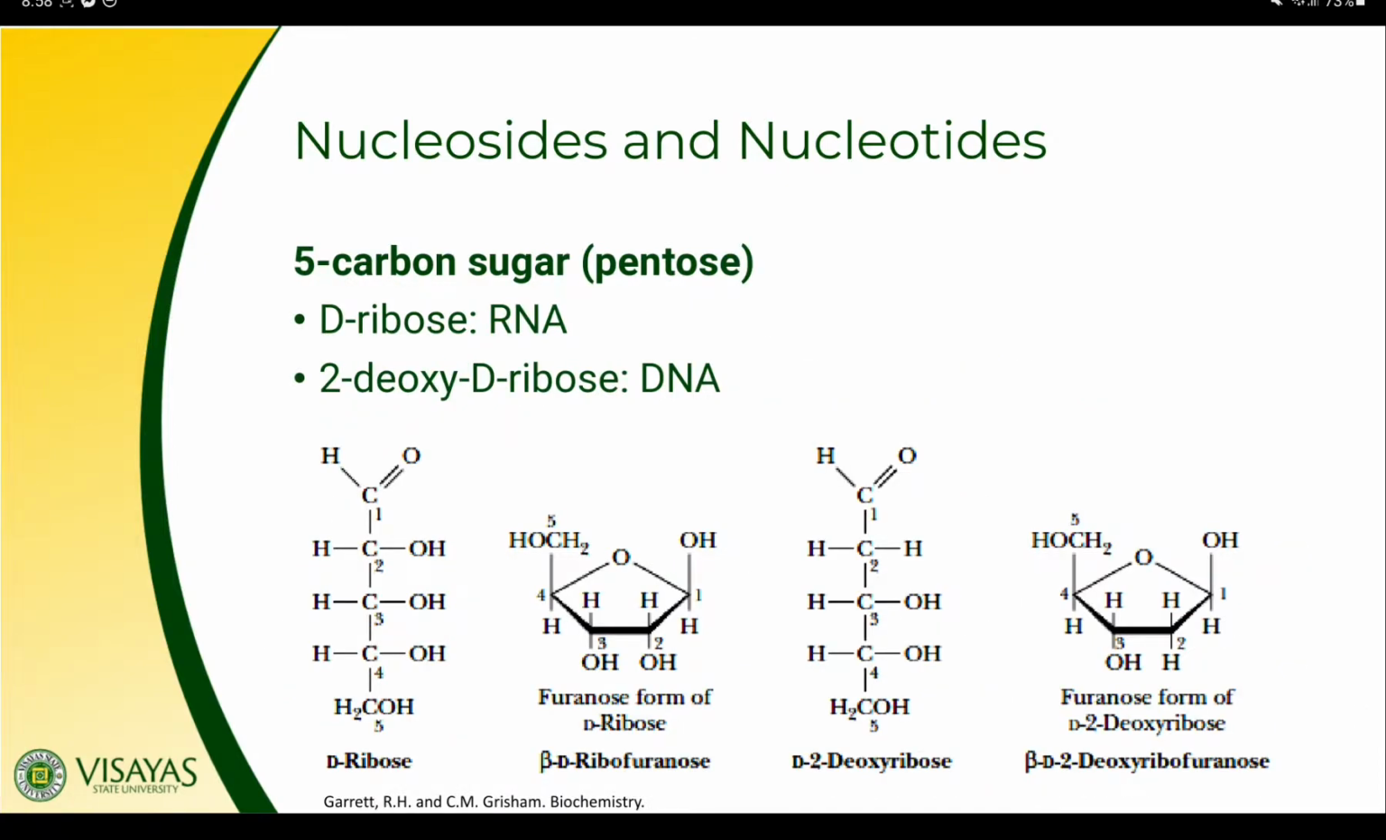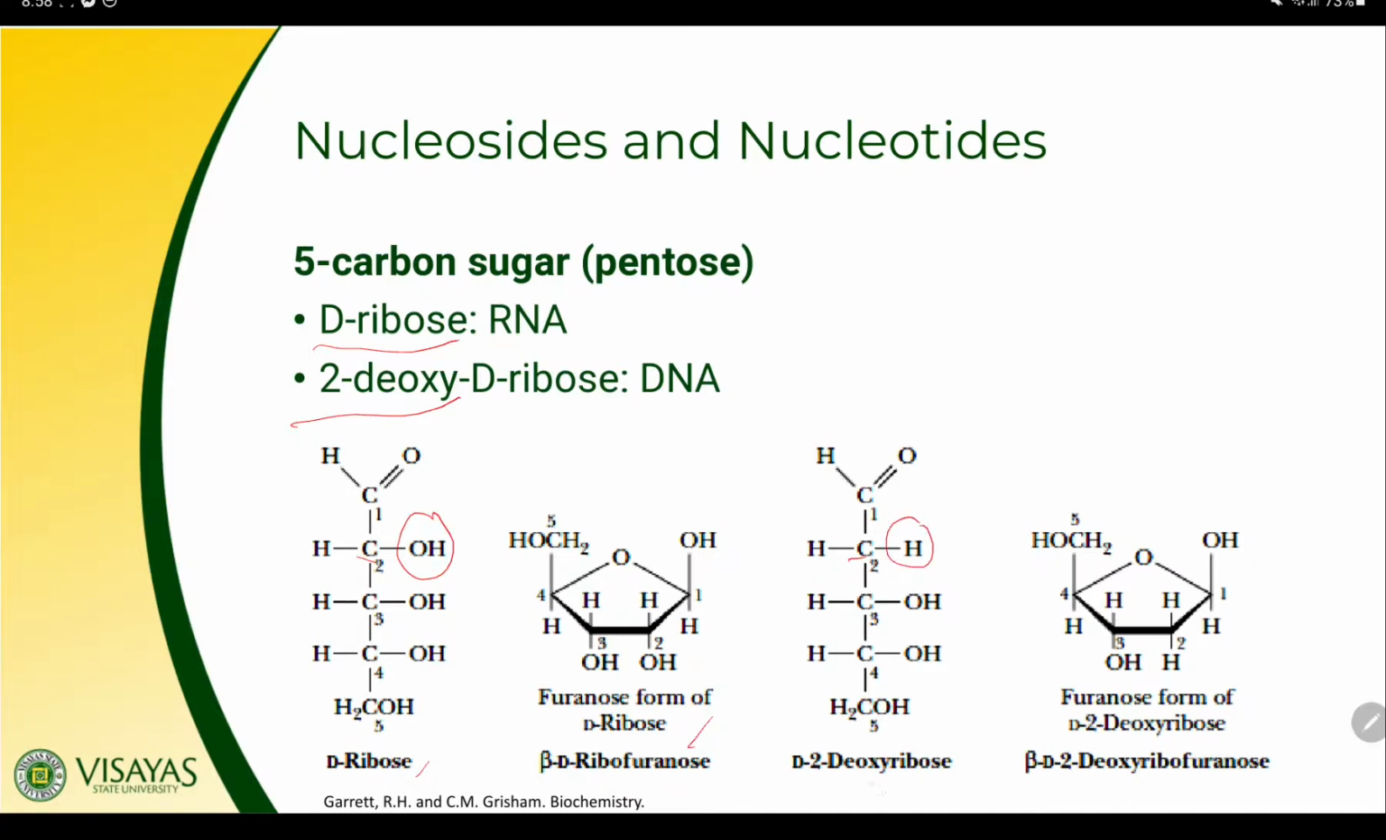The 5-carbon sugar in nucleosides and nucleotides could be D-ribose or 2-deoxyribose. For RNA, our sugar is D-ribose. This is our D-ribose in the Fischer projection, and this one is our Haworth projection. For DNA, our 5-carbon sugar is 2-deoxyribose. It's called 2-deoxy because, at carbon number 2, the OH group is replaced with hydrogen.